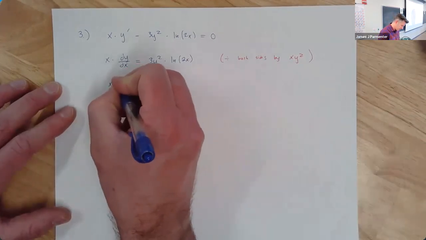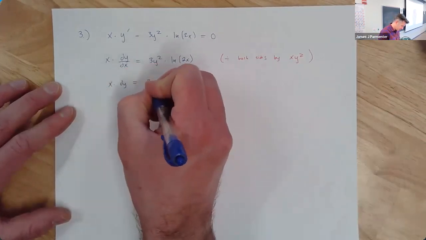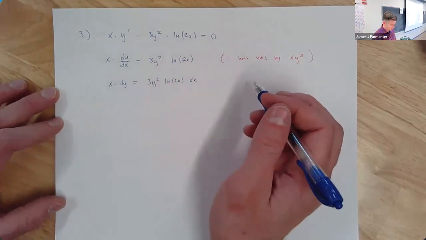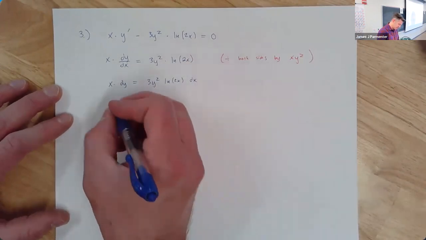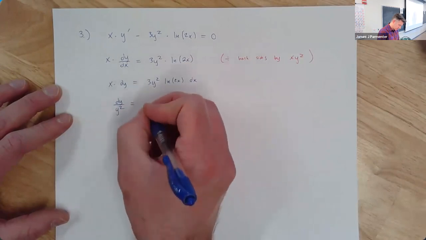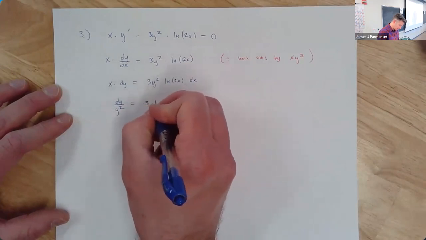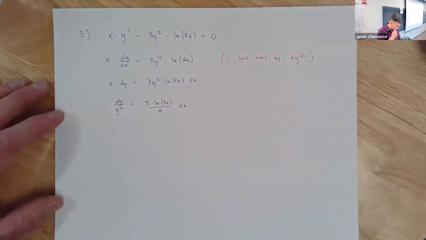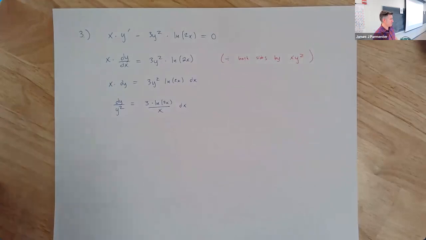I'm going to have x times dy equal to 3y squared times natural log of 2x times dx. And then we're going to do the dividing both sides by xy squared. So I'm going to get dy over y squared equal to 3 times natural log of 2x over x dx. We certainly could have brought the 3 over to the other side if we'd wanted to, but I would always choose to keep the y side as simple as possible. I think that's probably good advice.